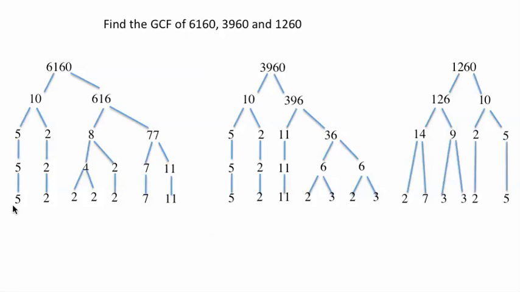Okay, now we're going to go to our first tree, and the first prime we come to is a 5. Is there a 5 common across the board? And there is. So we circle all the common 5s. Then, is there a 2 common? Yep, so we circle those. Is there another 2 common? Yeah, so we circle those. Is there another 2 common? Okay, there's 1, there's 1. Oh, no more 2s common.